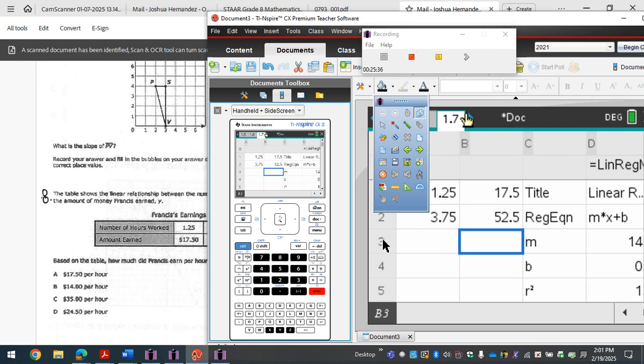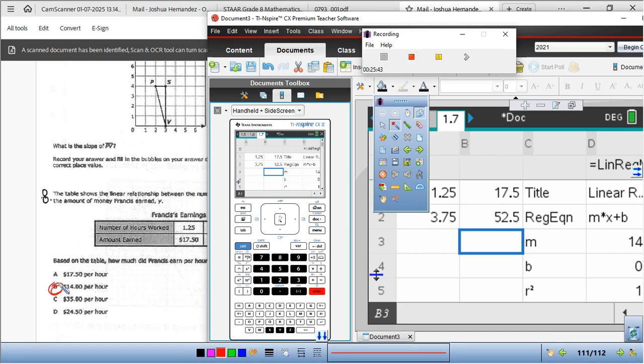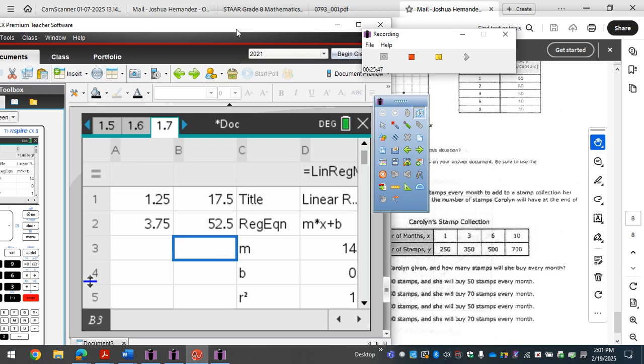And this is what the question's asking. My slope is 14 per hour. So it's looking for B. You're 14. Okay. Easy stuff. We should finish up really fast now.